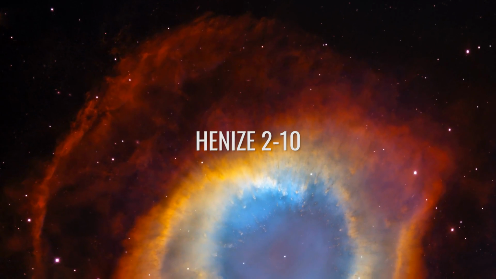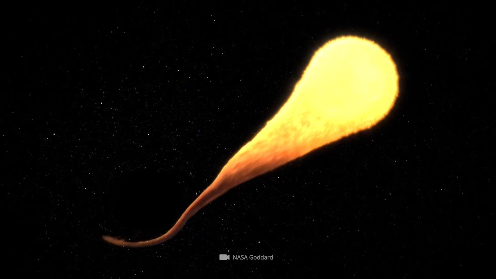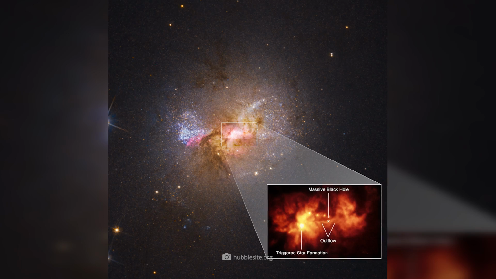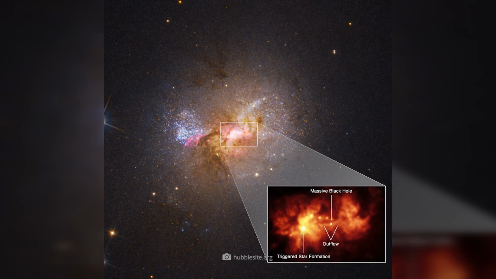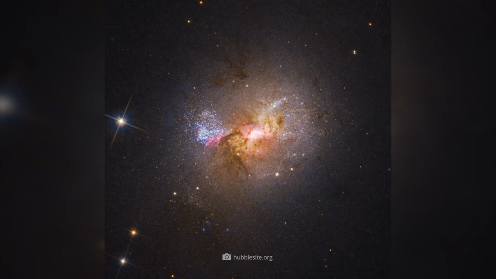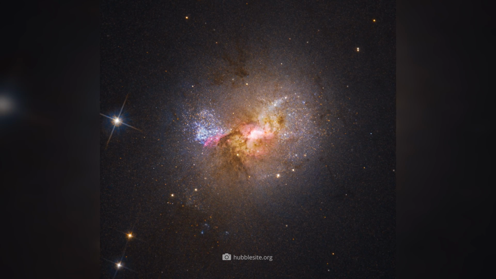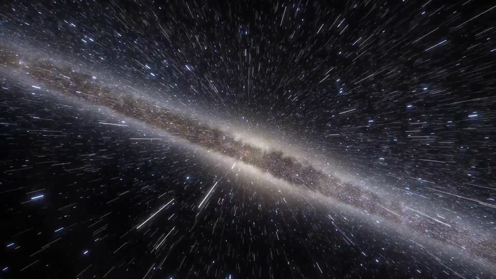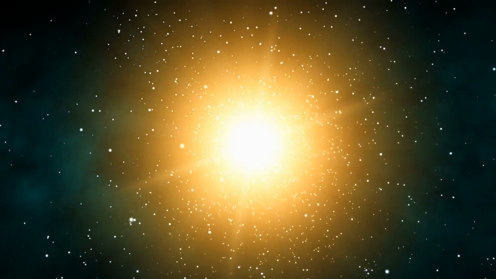HENIZE 210. While black holes are generally thought of as cosmic monsters that suck up everything in their path, Montana scientists have found that the black hole in the galaxy HENIZE 210 favors the birth of new stars in that galaxy. HENIZE 210 refers to a dwarf galaxy located in the constellation Compass. It's about 30 million light years away from our Earth. It also has a particularly high star formation rate.